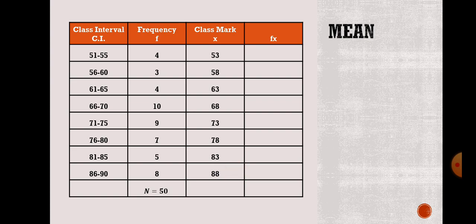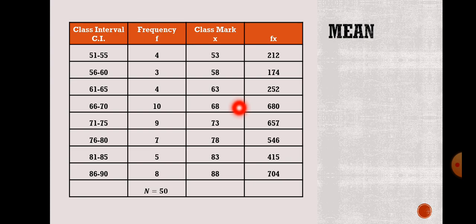After identifying all the class marks for each class, the next thing to do is to multiply the class frequency with its corresponding class mark. First, we multiply 4 times 53, which results in 212. 3 times 58 is 174. 4 times 63 is 252.